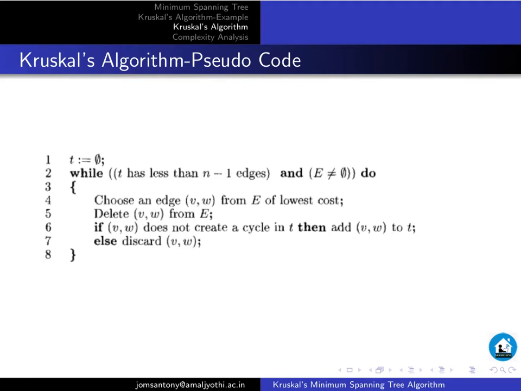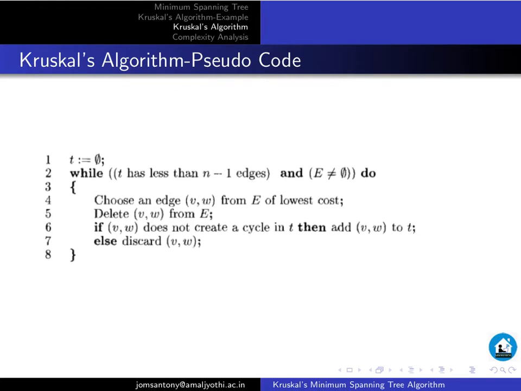We can actually have a rough idea about the time complexity of this algorithm by looking into the pseudocode. Even though this is not a very formal algorithm, we can find the time complexity from this. The first line says that T is initialized to null, which does not take any time, so it will be order of 1.